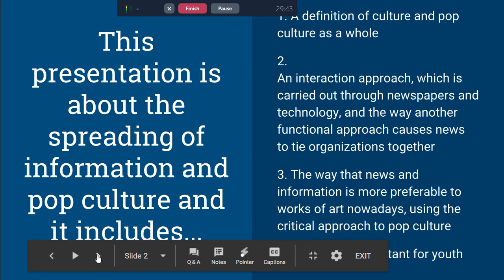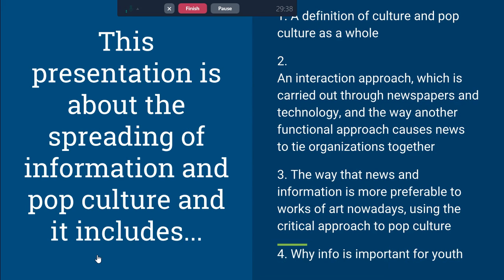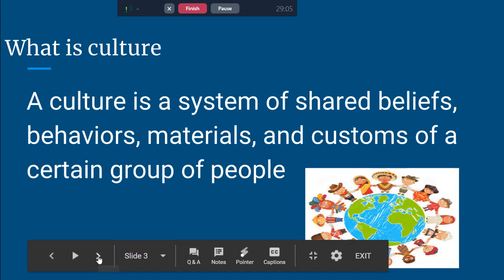This presentation is about the spreading of information in pop culture, and it includes the definition of culture and pop culture as a whole, an interaction approach which is carried out through newspapers and technology, and the way another functional approach causes news to tie organizations together. This presentation also includes the way that news and information is more preferable to works of art nowadays, using the critical approach to pop culture. And lastly, the presentation includes why information is important for youth. So, without further ado, let's get started.